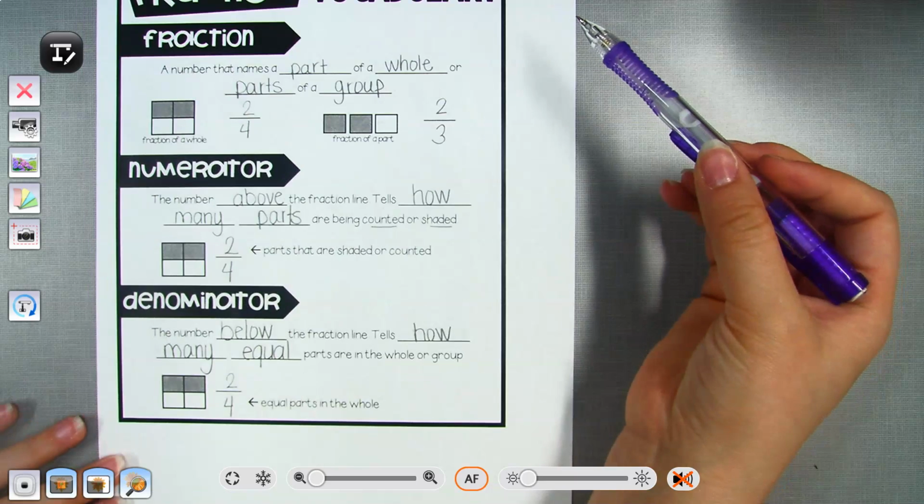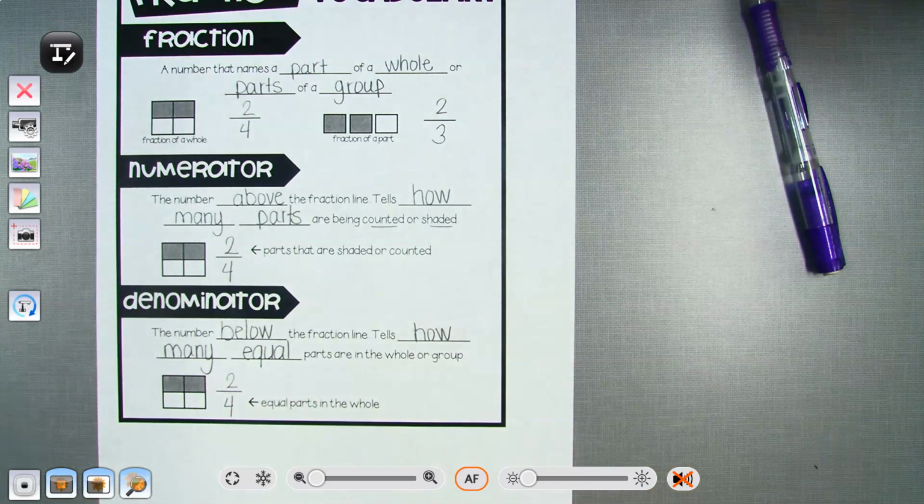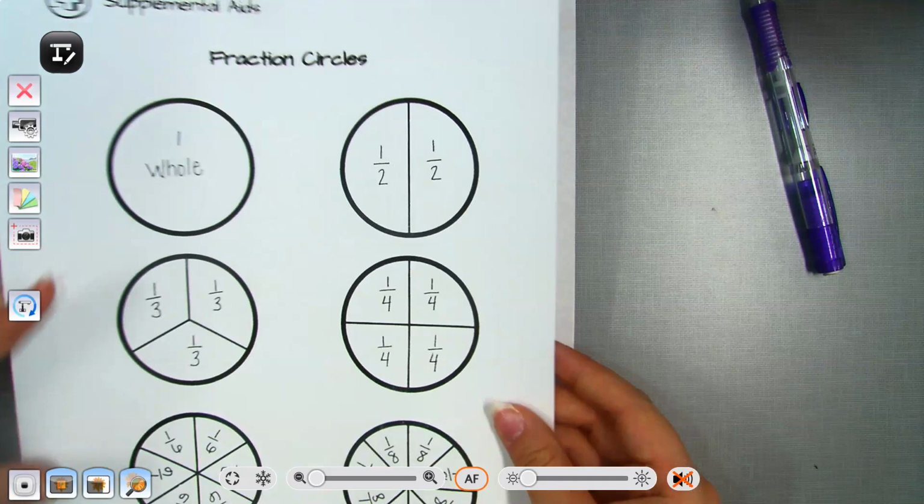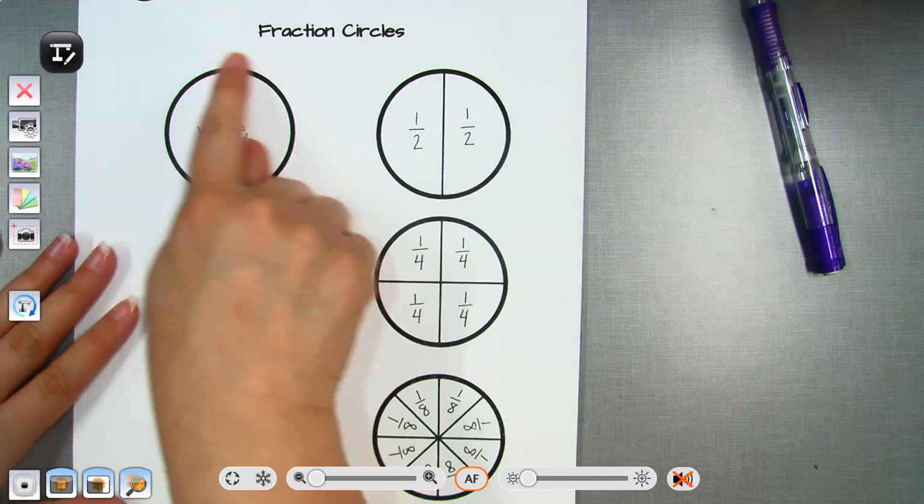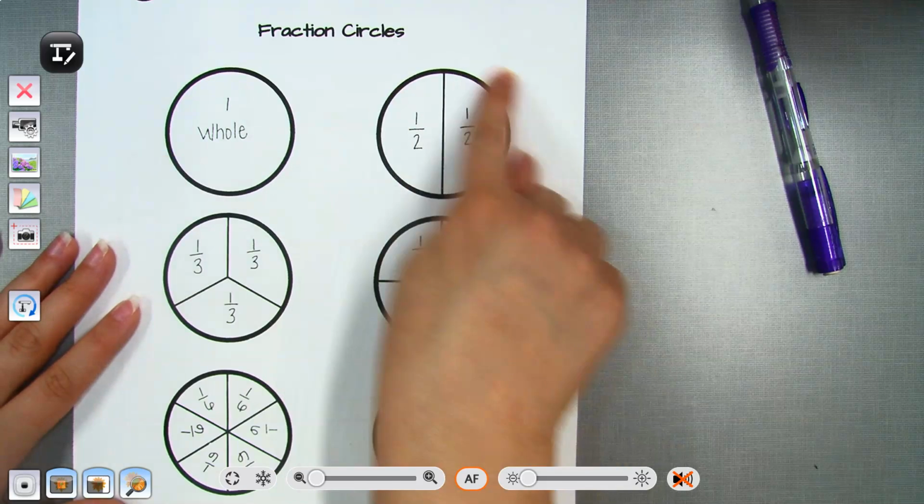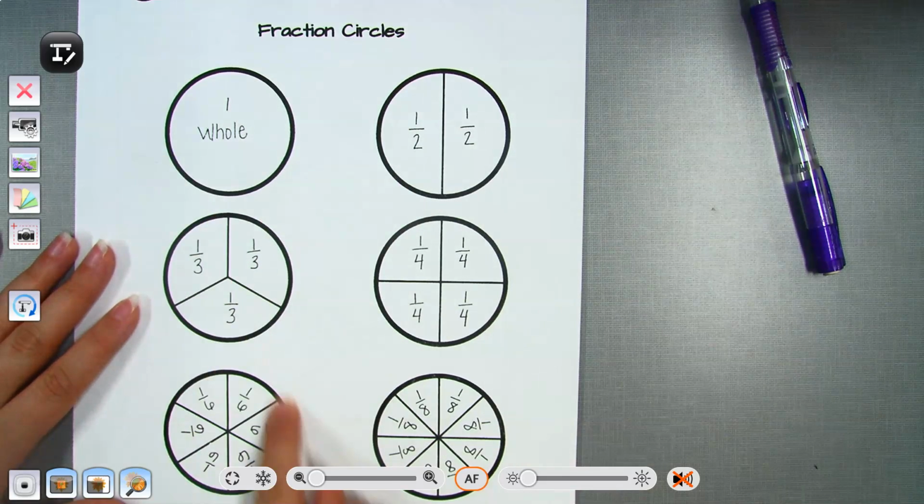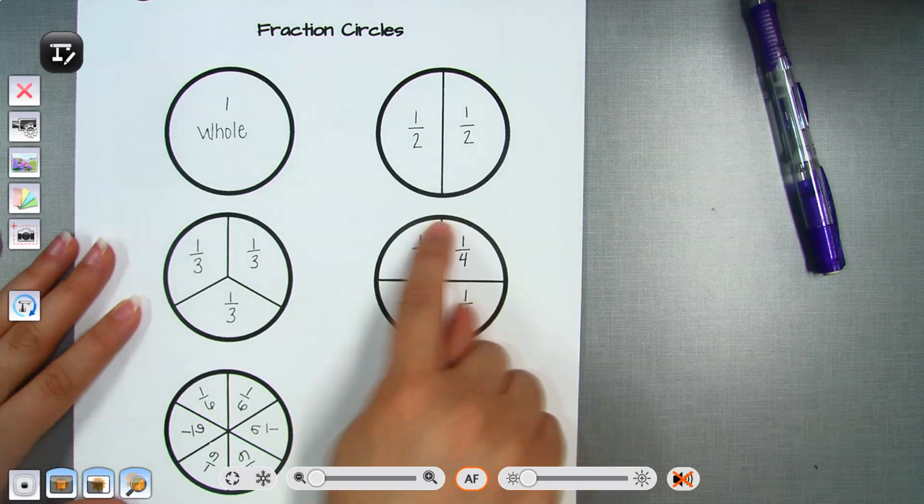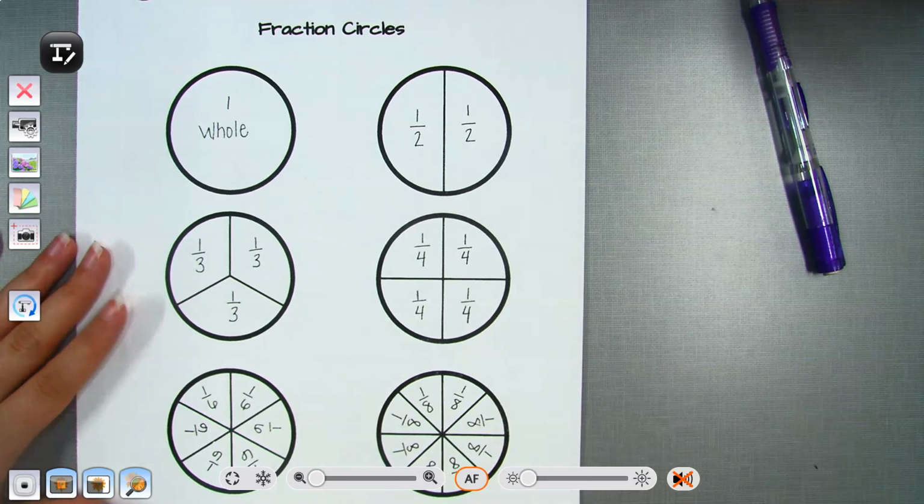So for this next activity that you're going to do, you are going to need these fraction circles. You have this. I want you to go ahead and cut them out. So go ahead and cut out your fraction circles before you move on to the next activity.